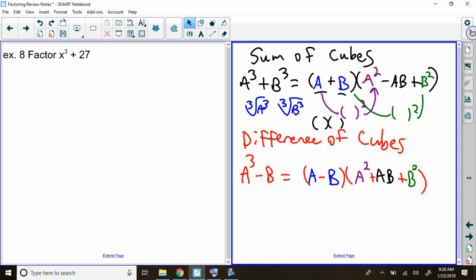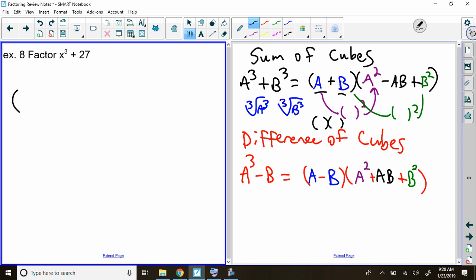Example 8 is a sum. Example 8, we're going to have parenthesis, parenthesis, parenthesis, parenthesis. Our signs are going to be plus, minus, plus. We got to know the cube root of x cubed. What is the cube root of x cubed? Isn't it x? The cube root of x cubed is x.